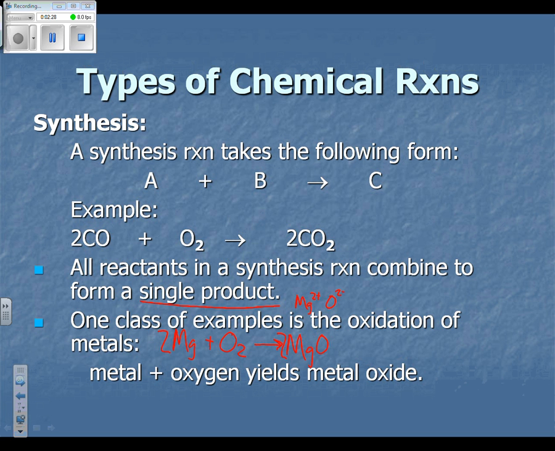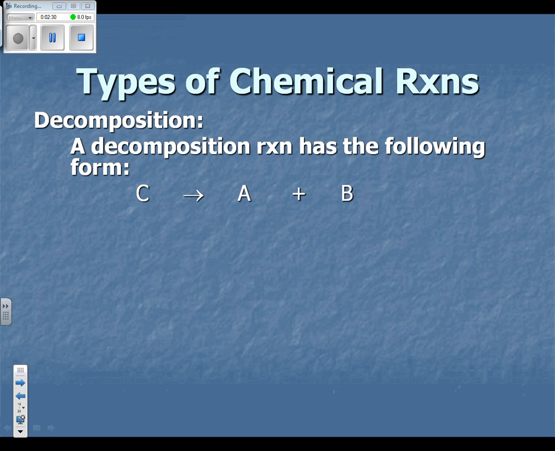All right. Our next type of chemical reaction is a decomposition reaction, and it follows this form: C gives you A plus B. Now, it could be C gives you A plus D plus B plus E plus F. It doesn't matter how many pieces it breaks up into, it's just that it is one thing breaking up.